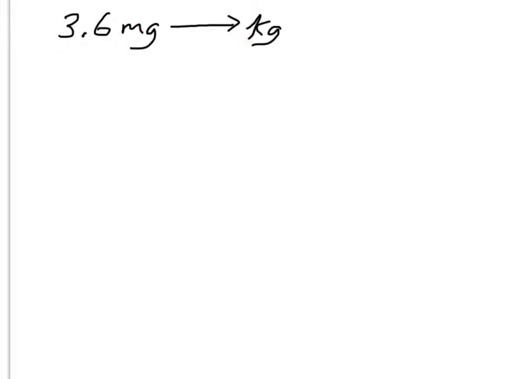So write down what you know, 3.6 milligrams times, and a line. I want to go from milligrams to grams. So I know I have 1 milligram, and milli is the SI prefix 10 to the negative 3. Now, I could go ahead and calculate it out right now. So 3.6 milligrams is 3.6 times 10 to the negative 3 grams.